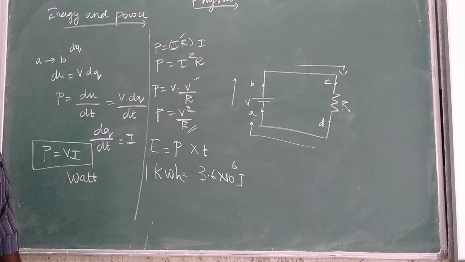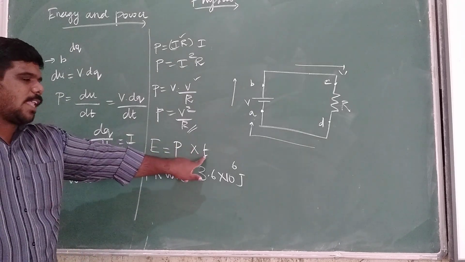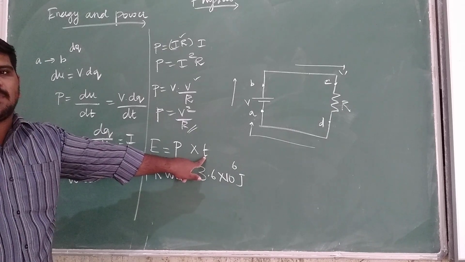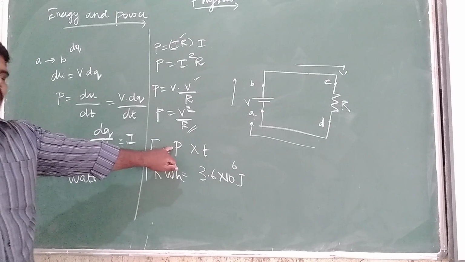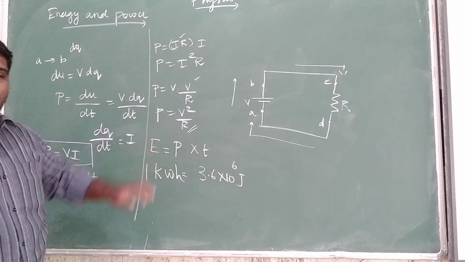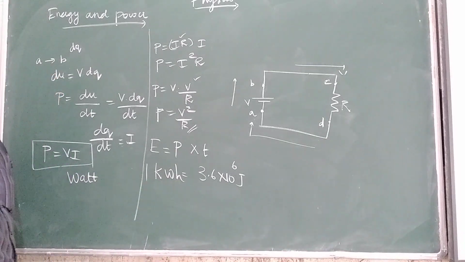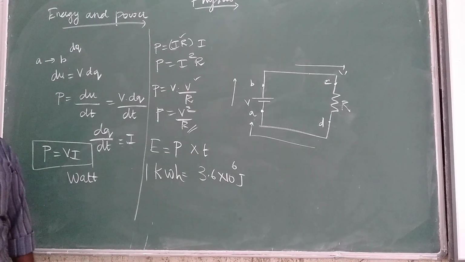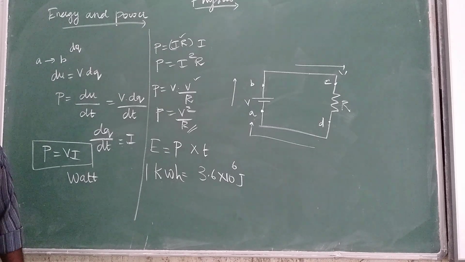The electrical power is defined as the rate at which the electrical potential energy is delivered. So P is equal to dU by dt. dU is equal to V into dQ, so P is equal to V into dQ by dt. dQ by dt is equal to I. So P is equal to V into I. Here V represents the potential difference and I represents the current, and the unit of power is the watt.